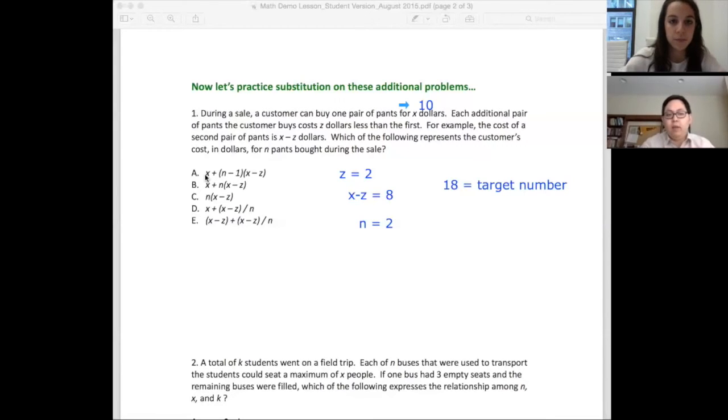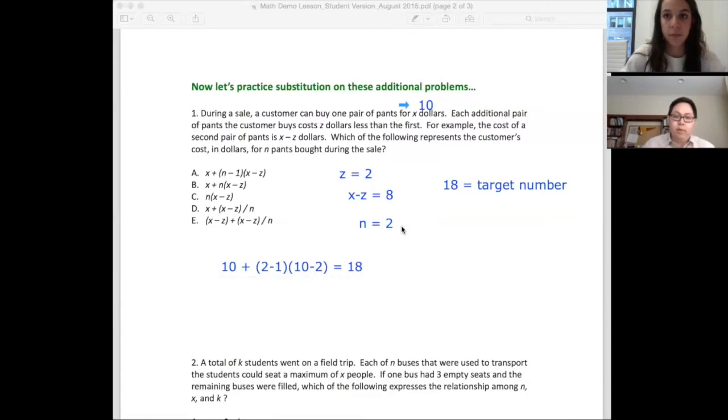So x, we had 10. That's 10 plus n minus 1. We had only 2 pairs of pants, so n was 2, and so it's 2 minus 1. Let's do this out here below. So 10 plus 2 minus 1 times x minus z. x was 10, minus z was 2. Right? So what does that lead to? That would be 10 plus 1 times 8, so 10 plus 8, which is 18. 18, so that's the right answer.